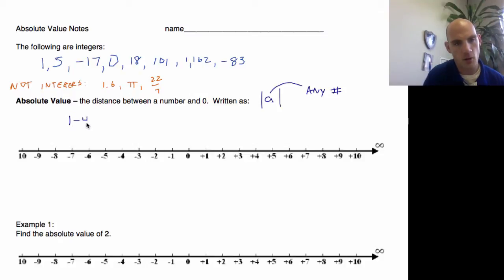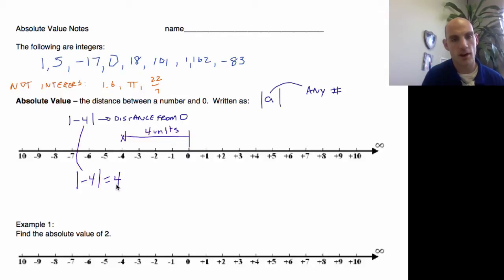value of -4. Well, I'm asking the distance from 0. So what I need to do is I'll go to my number line, and here's -4. Okay? So how far is it from 0? I'm measuring this distance. Well, the absolute value is 4 units. So therefore, the absolute value of -4 equals 4. It's 4 steps from 0.